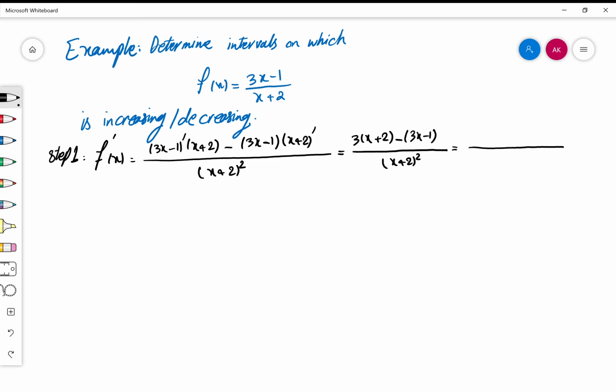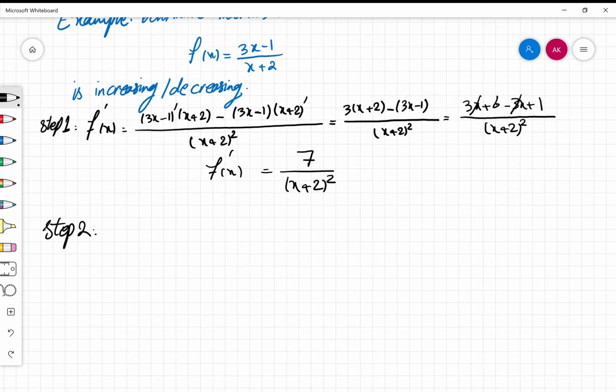Well, we can expand this: 3x + 6 - 3x + 1. This cancels with that, and then the numerator stays the same. Well, the f prime, the final thing I can write here is 7 over (x + 2) squared. Step 2.